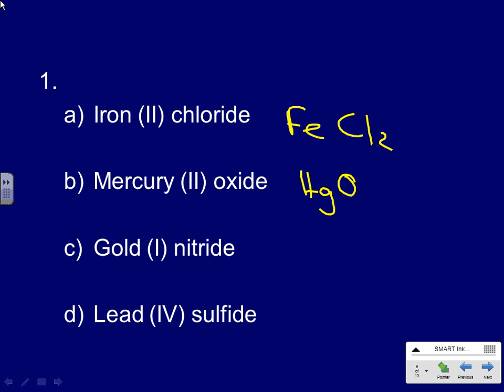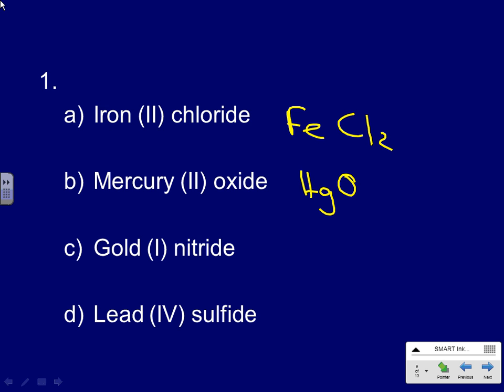And I will shed no tears. So you do want to practice so that you know that mercury is down there. All right? Next one. What is the formula for gold 1 nitride?